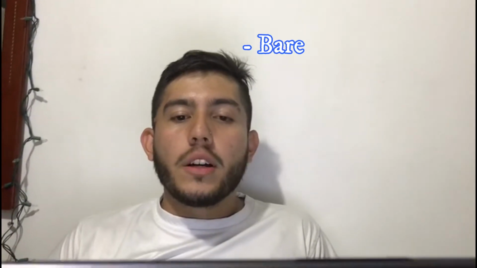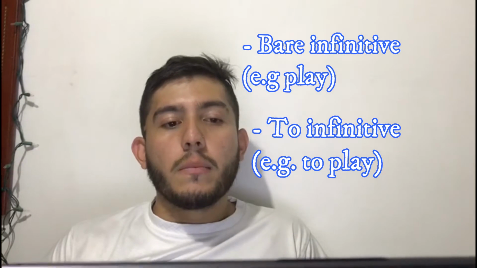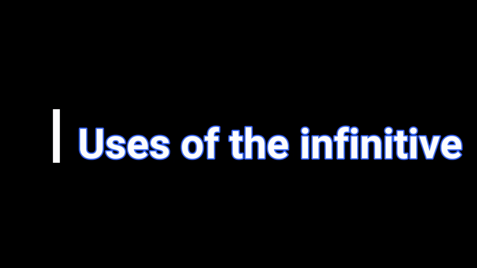Eastwood adds that an infinitive can be a bare infinitive, for example, play, or a to infinitive, for example, to play. There are also perfect and continuous forms. Now let's see the uses of the infinitive.